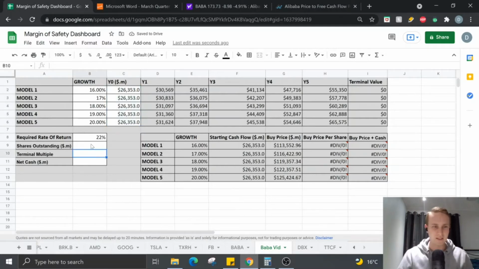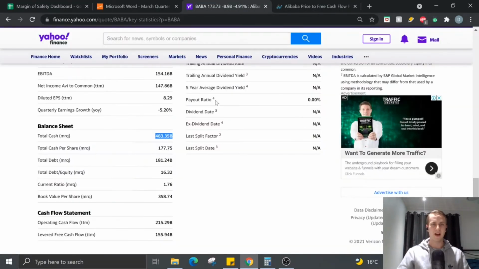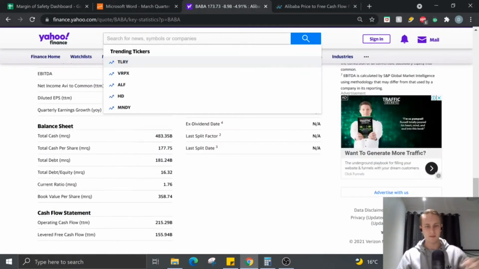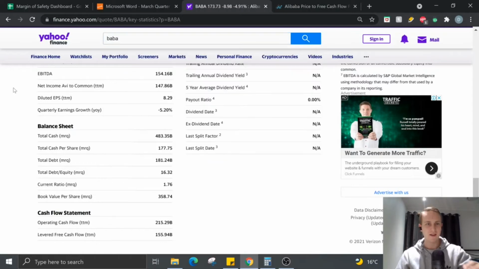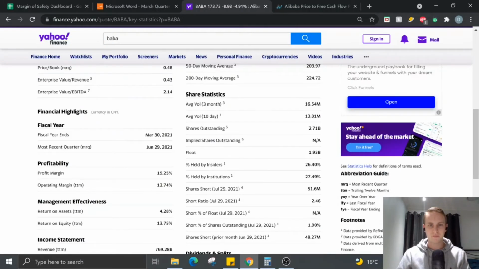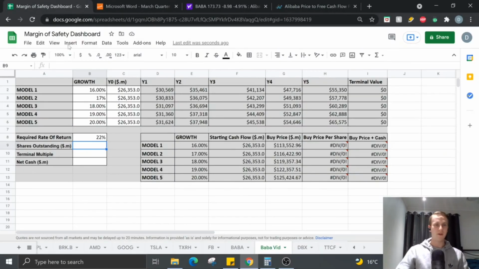The next thing we need is our shares outstanding. This can be grabbed by going into Yahoo Finance. You can enter the ticker symbol in just like that, and you will see that Alibaba has shares outstanding of 2.71 billion. So if we go back to our model, we can enter this in. Instead of billions, we're going to put it in as millions.